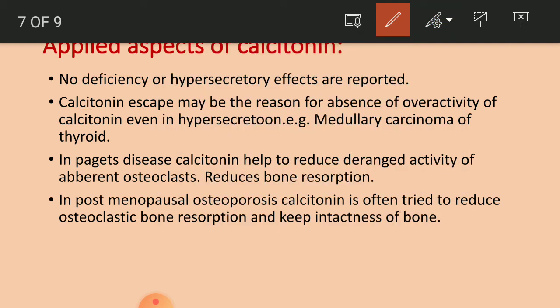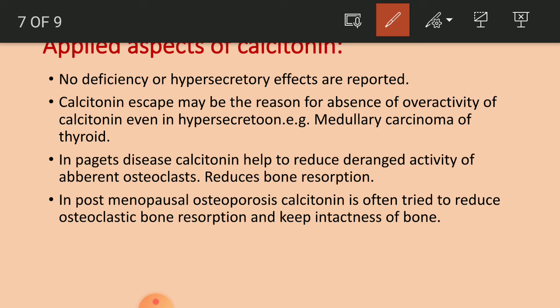Calcitonin escape is a phenomenon which results whenever there is prolonged excessive secretion of calcitonin, leading to prominent down regulation of the receptors responsible for its action. So receptor level down regulation may be responsible for the calcitonin escape phenomenon, which ultimately does not allow for the overactivity of calcitonin even when they are really synthesized or secreted in excess, like medullary carcinoma of thyroid.